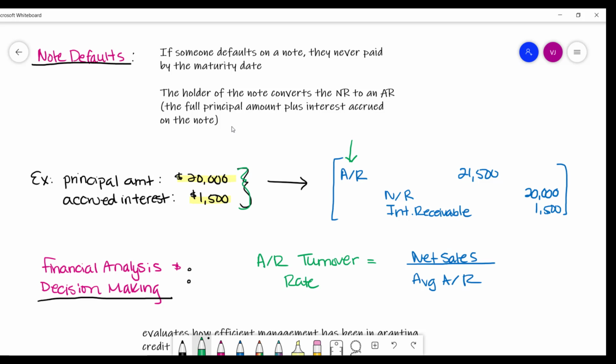So in this case, we would have to debit accounts receivable for $21,500, credit the notes receivable, remove that notes receivable off of the books, and then we would have to credit the interest receivable of $1,500 to move all of that to an accounts receivable. And at this point, the company might just leave it there or eventually write off this accounts receivable, or they might take legal action to actually collect on that amount that is due.